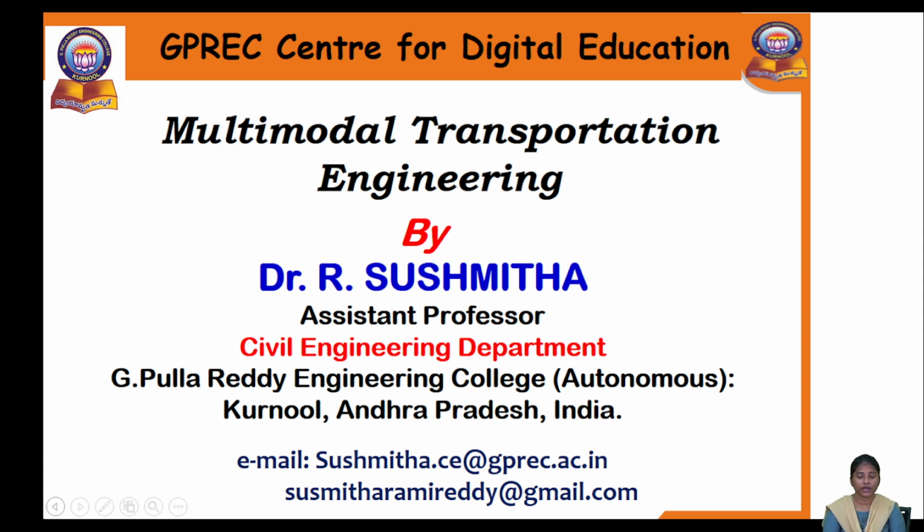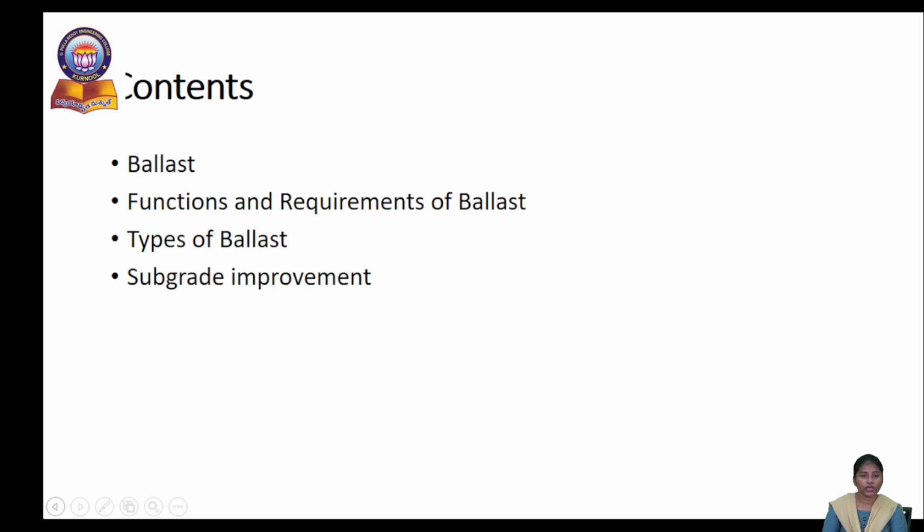In the previous modules, we discussed the typical cross-section of permanent way, sleepers, rails, their functions and requirements, different types of sleepers, and sleeper density. In this presentation, we are going to discuss ballast material, different types of ballast material, functions and requirements of ballast, and how to improve the subgrade for railway track.